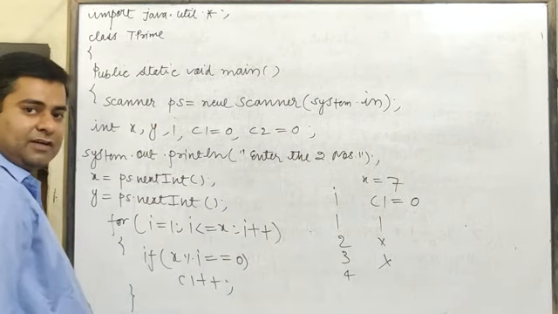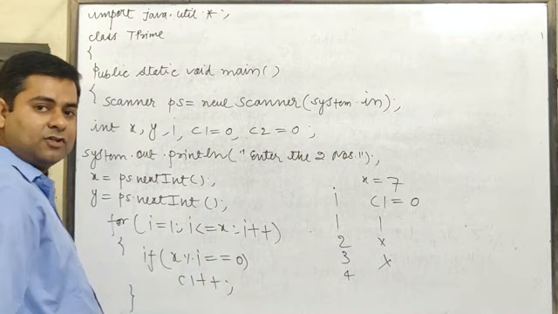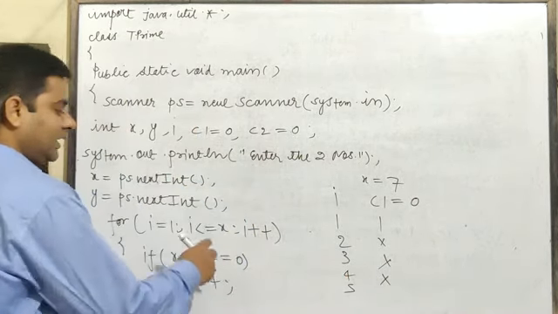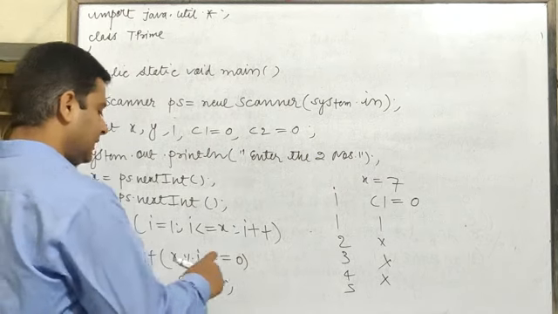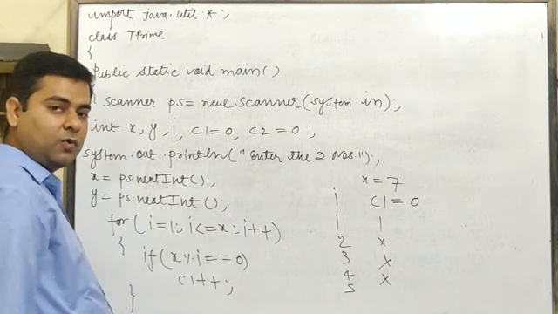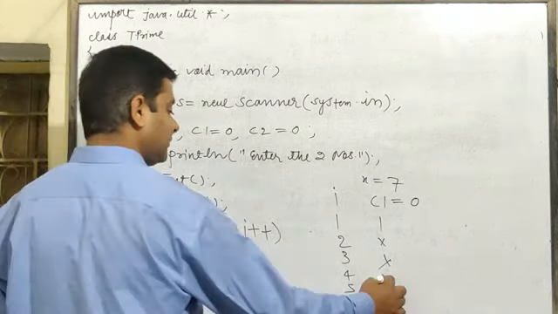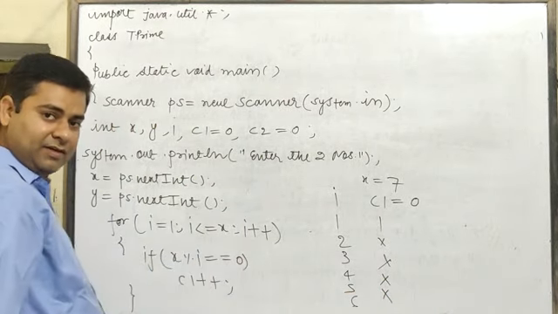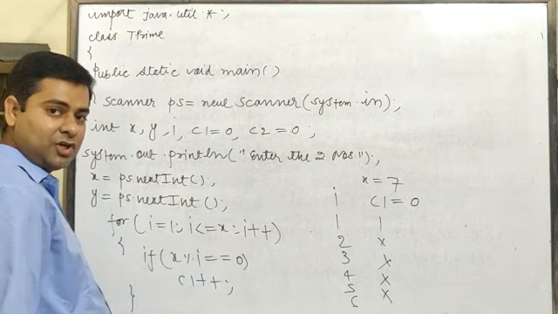4 less than equals to 7? Yes. 7 minus 4 equals 0. Condition false. I plus plus, 5 less than equals to 7? Yes. 7 minus 5 equals to 0. Condition false. Again 6. I plus plus, 6 less than equals to 7? Yes. 7 minus 6 equals 0.